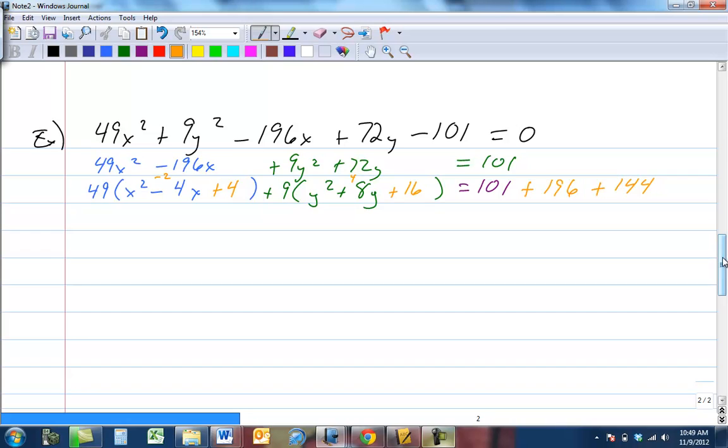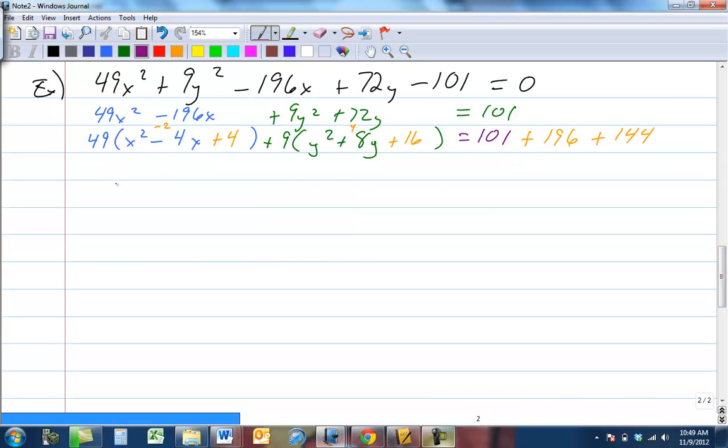All right, so now we factor. We factor to 49 times (x minus 2) quantity squared plus 9 times the quantity of (y plus 4) quantity squared equals, add this mess up, I believe you come up with 441.